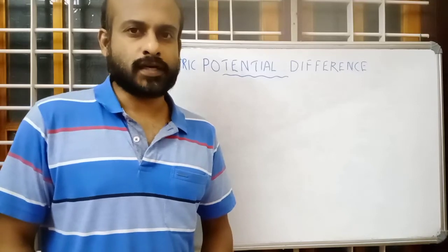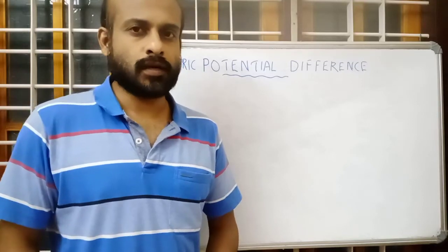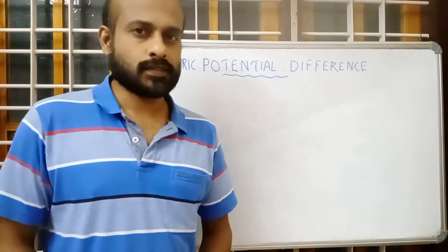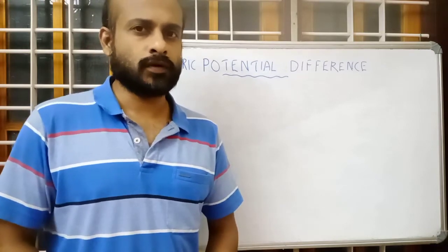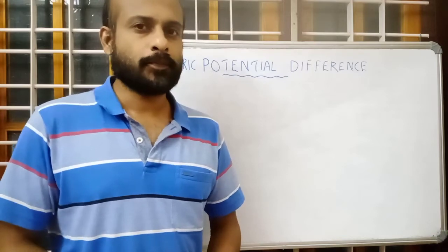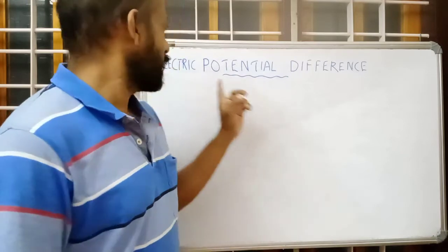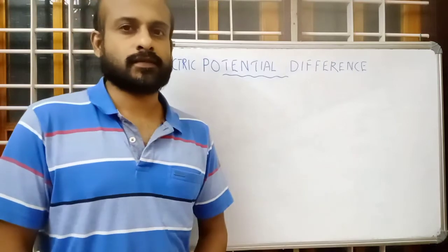Today we start the new chapter, electrostatic potential, capacitance and dielectrics. This is the second chapter in part 1 textbook of NCERT. So we'll start with the topic electric potential difference.